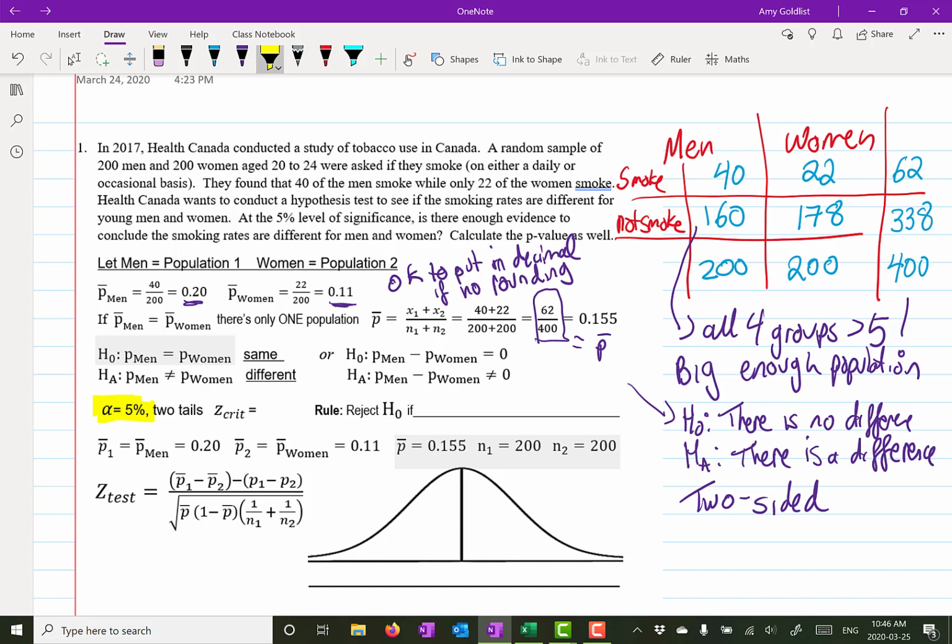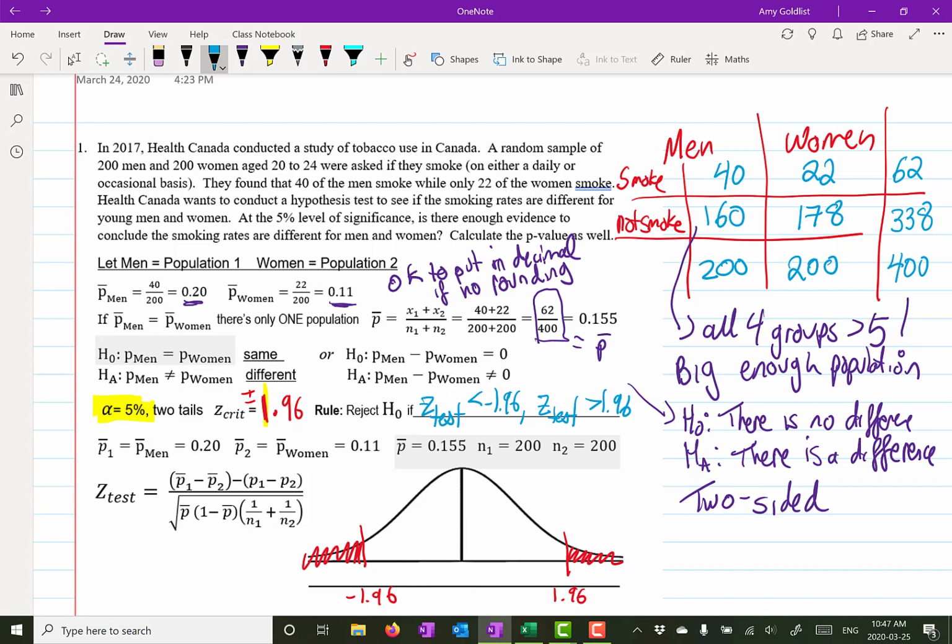We are looking at a Z distribution because it's a proportion, which means that our critical value is plus or minus 1.96. I like to put that in here. Put in our critical values and shade. So we're going to reject H naught if Z test is less than negative 1.96 or Z test is bigger than 1.96, if it's in that rejection region.